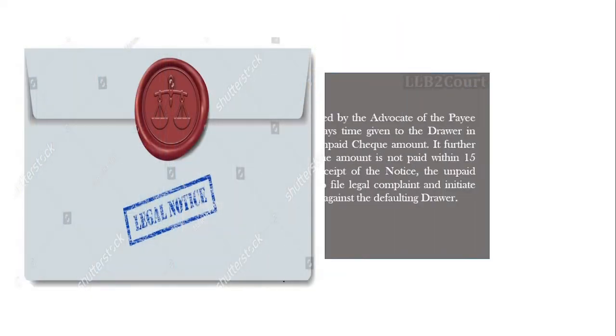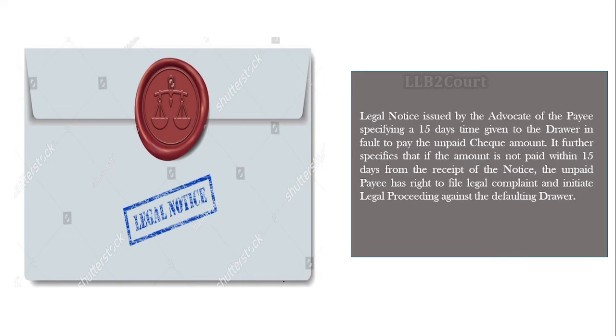The check bounce notice, which is issued by the advocate of the payee under Section 138 of the Negotiable Instruments Act, will specify 15 days time to the drawer for the payment of the check amount. If he fails to pay within 15 days from the receipt of the notice, then the payee will get the right to file a criminal case against the drawer.